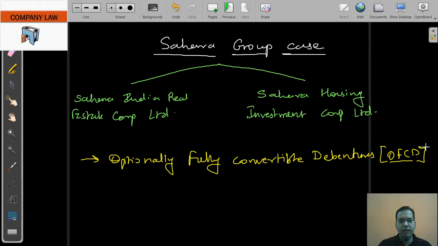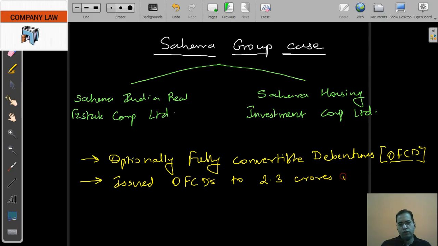When a company wants to raise capital, it can do it through various types of security, and this was the type of security here. When the company issued this security, the erstwhile Companies Act 1956 was applicable, where one provision said that shares cannot be issued to more than 50 persons. That was one of the provisions in the 1956 Act. Let's now focus on the 2013 one. These companies issued OFCDs to almost 2.3 crore of population, or you can say people.